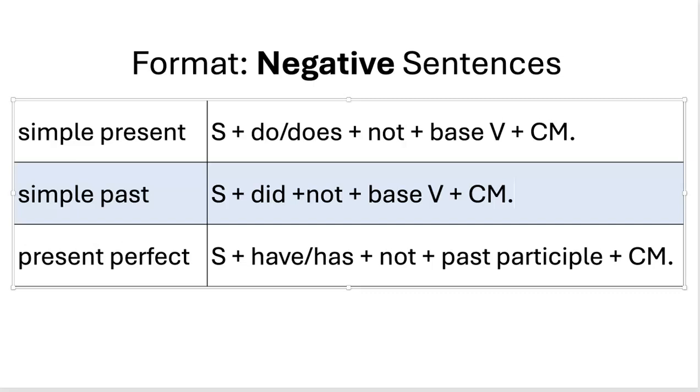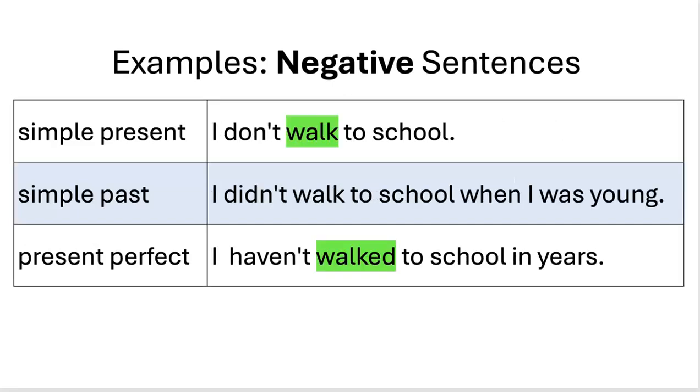Let's look at some examples. I'm going to start here with negative sentences using regular verbs. Simple present, I don't walk to school. Past, I didn't walk to school when I was young. Present perfect, I haven't walked to school in years.